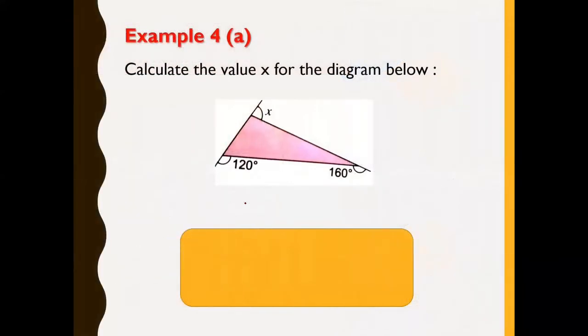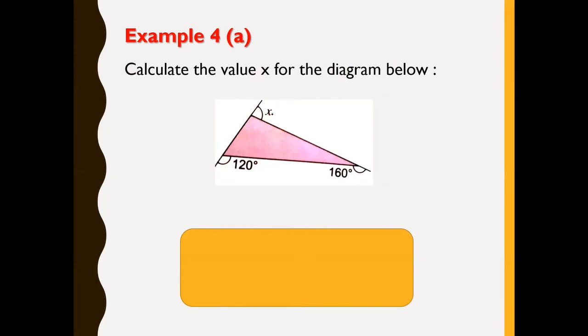Calculate the value of x for the diagram below. Of course, if we see this question, you can find the interior angles first, right? Because this is a straight line, we know that 180 minus 120, so you get this, and then you will get this. Afterwards, the sum of the interior angles, 180 minus this angle and this angle, you will get this angle, right? Afterwards, you use 180 minus this angle, so you will get x. But it's very complicated, right?